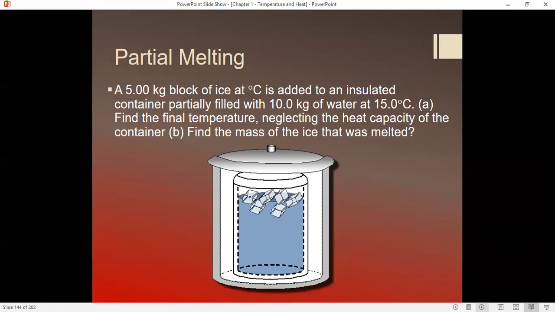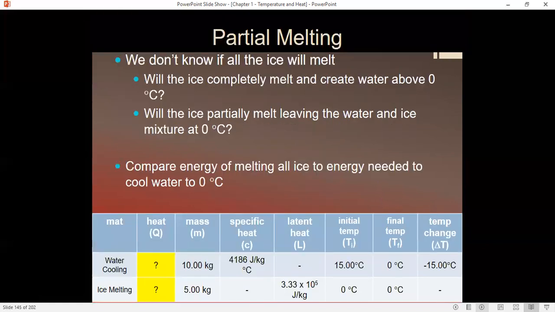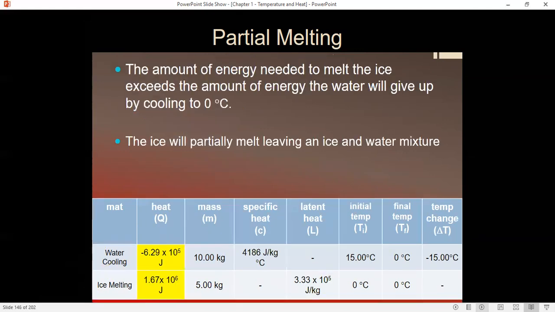Now, I'm going to set up my table just like I did before. And I'm going to assume that the ice melts completely. And I'm going to assume that the water makes it to 0 degrees. Okay? That would be a real coincidence if that happens. But what this will tell me is, will it take more energy to melt all the ice, or will it take more energy to cool the water to 0 degrees? Okay, whichever takes less, that is the process that is going to happen. Okay, so I do my calculations.